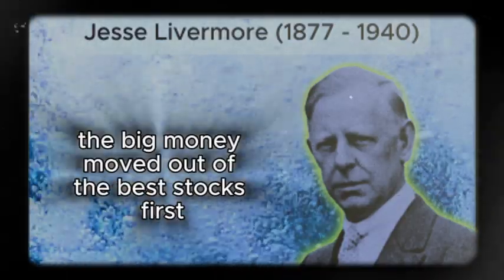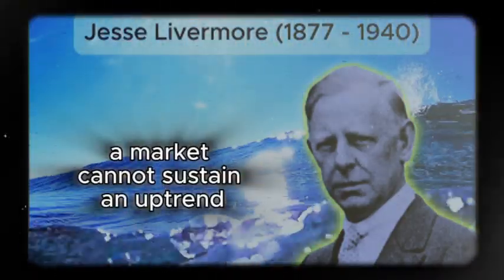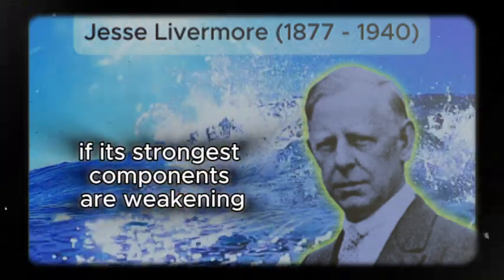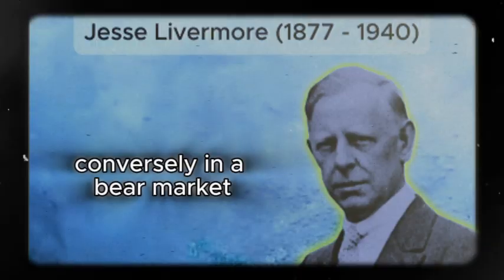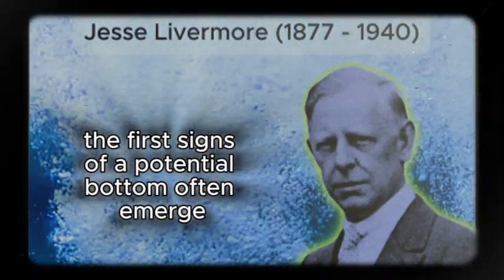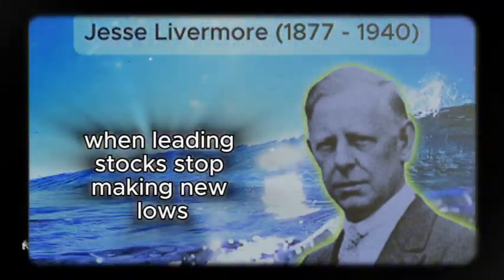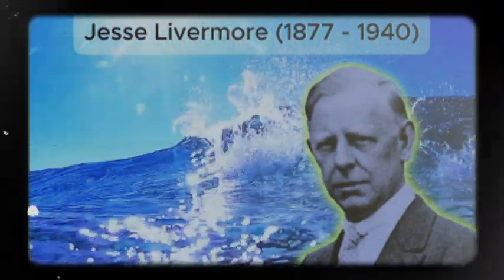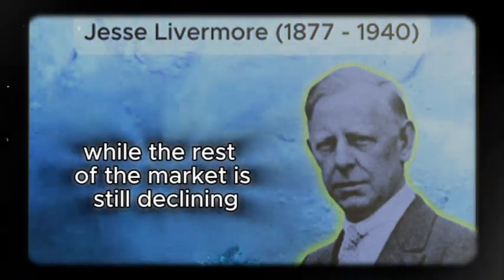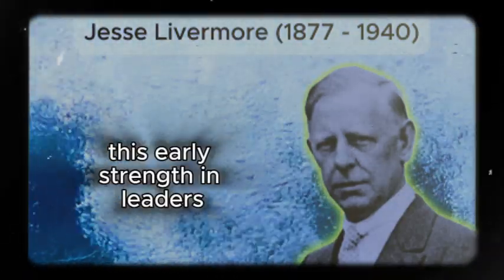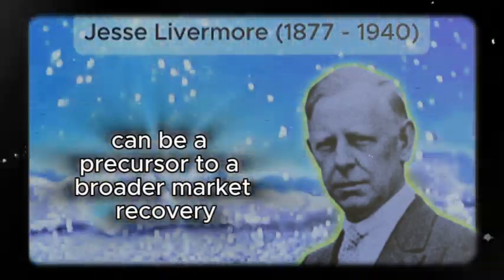Livermore understood that the big money moved out of the best stocks first. A market cannot sustain an uptrend if its strongest components are weakening. Conversely, in a bear market, the first signs of a potential bottom often emerge when leading stocks stop making new lows and begin to show relative strength, forming bases or even starting to trend upward while the rest of the market is still declining. This early strength in leaders can be a precursor to a broader market recovery.